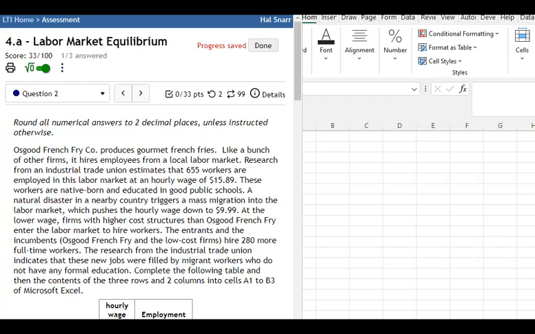A natural disaster in a nearby country triggers a mass migration into the labor market, which pushes the hourly wage down to $9.99. At the lower wage, firms with higher cost structures than Osgood French Fry enter the labor market to hire workers. The entrants and the incumbents, the incumbent being Osgood French Fry and the other low-cost firms, hire 280 more full-time workers. The research from the industrial trade union indicates that these new jobs were filled by migrant workers who did not have any formal education. We're going to complete the following table and then do the analysis.